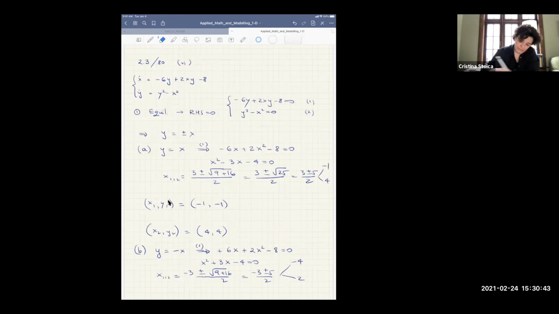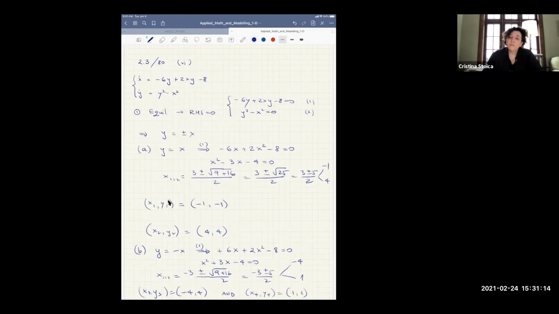Good, better. So we have x3, y3 would be minus 4 and 4, and x4, y4 to be 1, 1. Progress has been made. At least we did the equilibrium. That was the easy part, right?